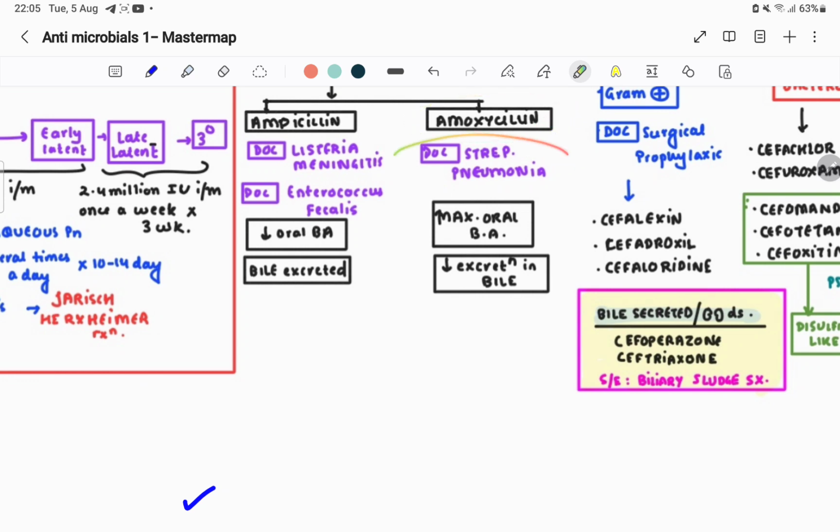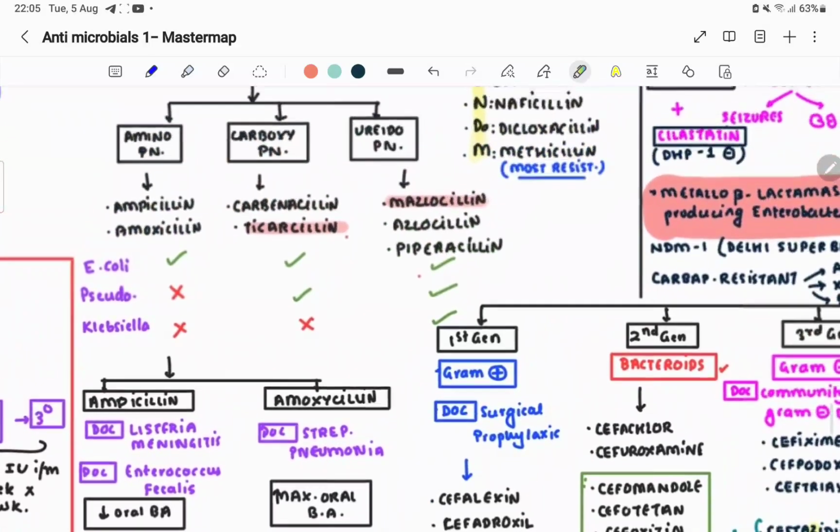Amoxicillin is used in Streptococcus pneumoniae. And it is less excreted in bile. Which has the maximum oral bioavailability? Amoxicillin. So it is very commonly used, right?